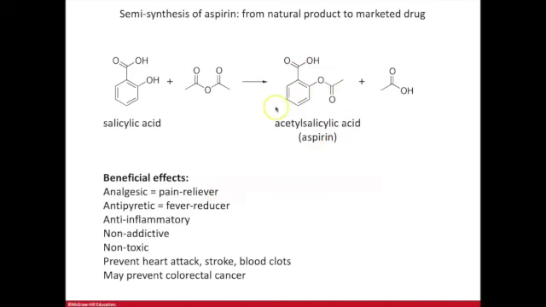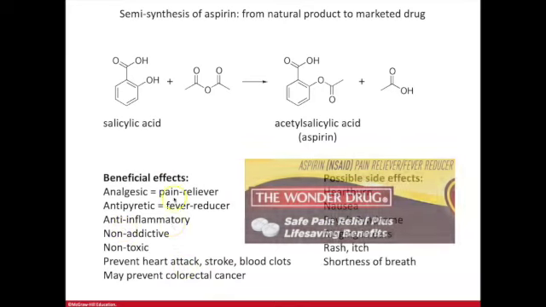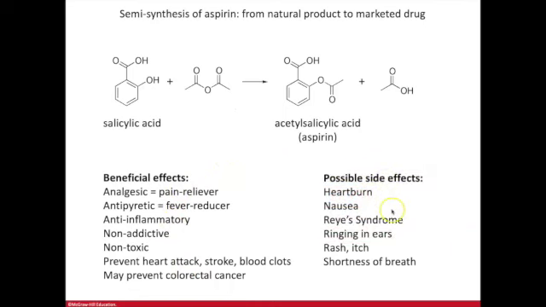What aspirin does is there are beneficial effects. It's a pain reliever, fever reducer, anti-inflammatory. It's also non-addictive, non-toxic, and has possibilities to prevent colorectal cancer and has been shown to prevent heart attacks, stroke, and blood clots for many different purposes. It is considered a wonder drug still, but there are side effects like heartburn, nausea, and this is a serious one, Reye's syndrome, ringing in the ears, rash and itch, or shortness of breath. These are long-term side effects as well.